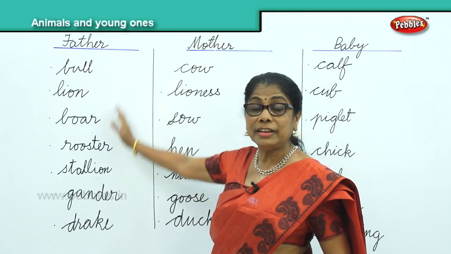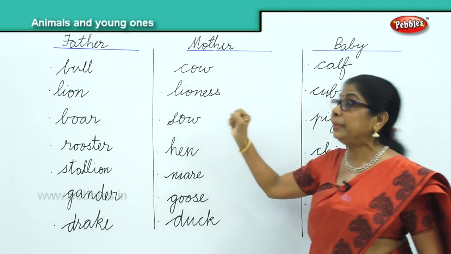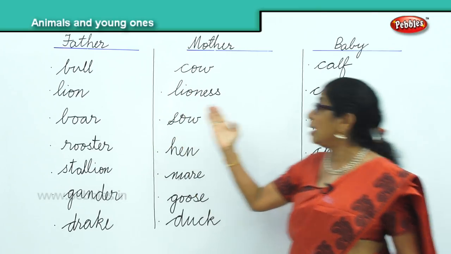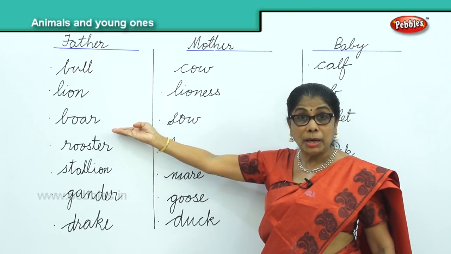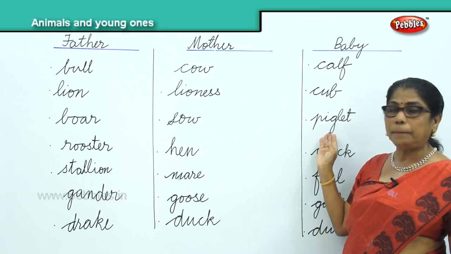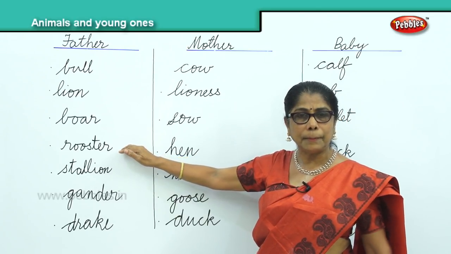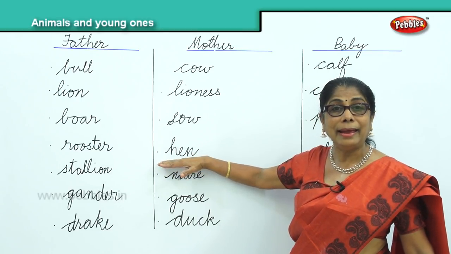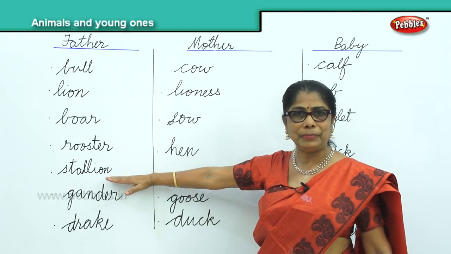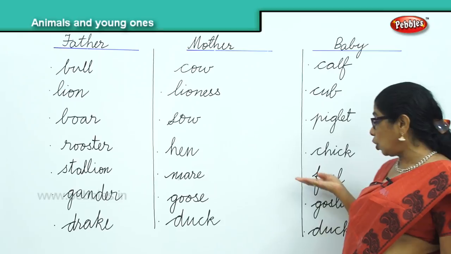Okay, now we have here male, female and baby. Bull, male, cow, female and the baby is called calf. Male lion, female lioness, and the baby is called cub. We have boar, the male pig, and sow, the female pig, and the baby is called piglet. So the boar and the sow, they have their baby, that's piglet. Then we have the rooster, the big colorful rooster, and the hen. Their baby is called chick, and they have lots of babies. Now stallion is the male horse and mare is the female horse. Stallion and the mare's baby is called a foal.